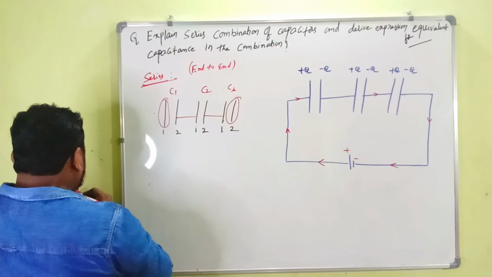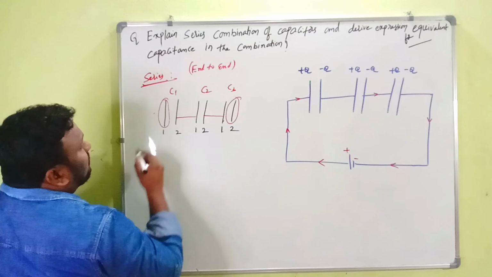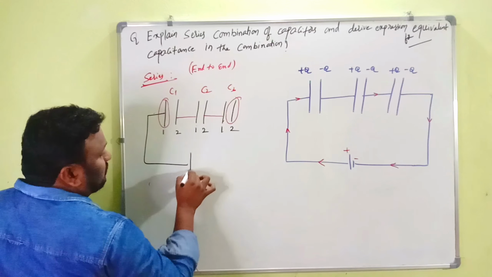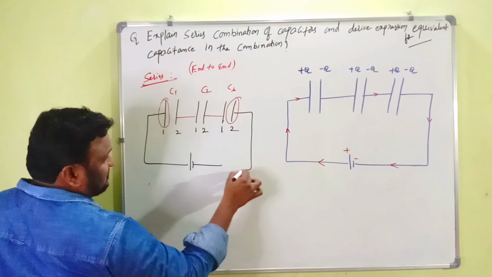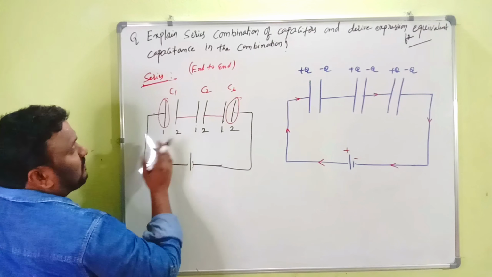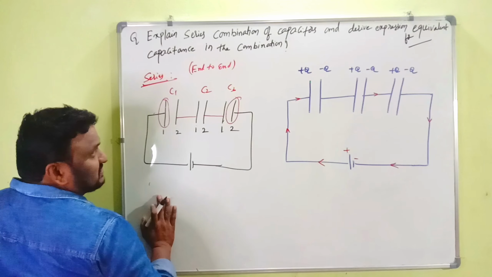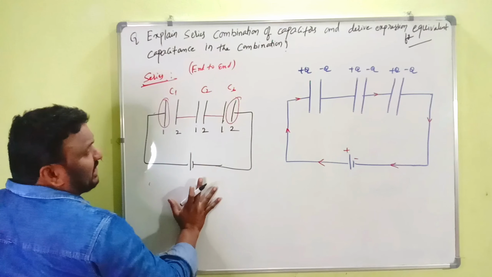So across these two ends we are given a battery like this. So now it is called series combination of cells. Simply it is end to end connections.